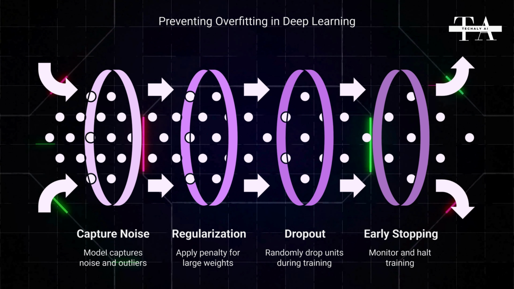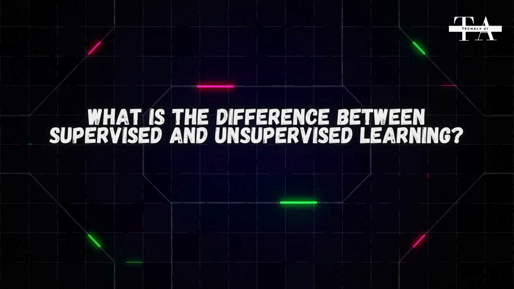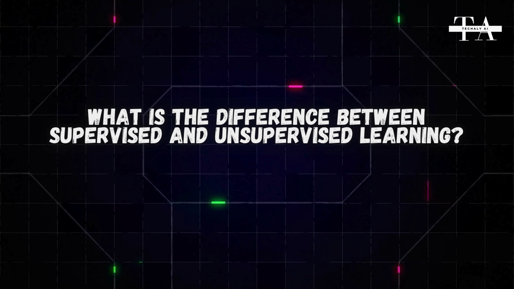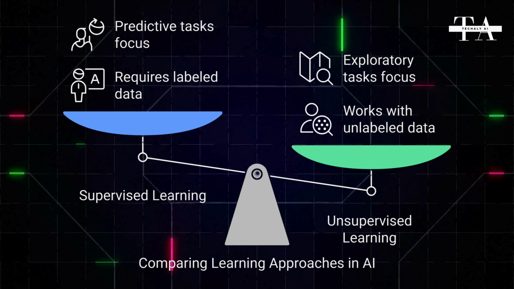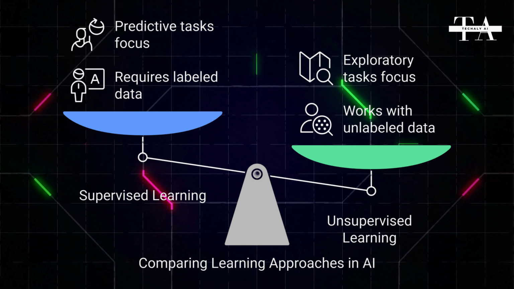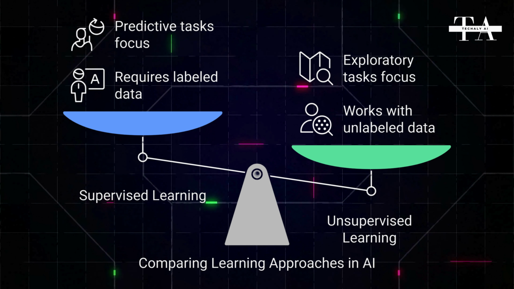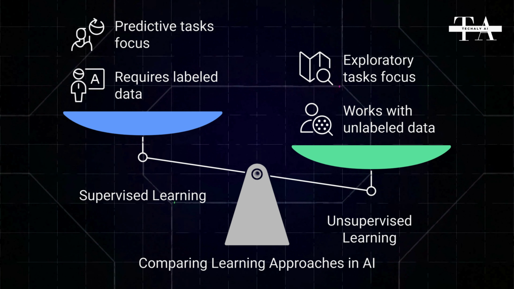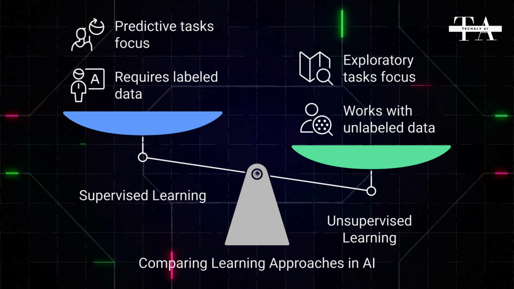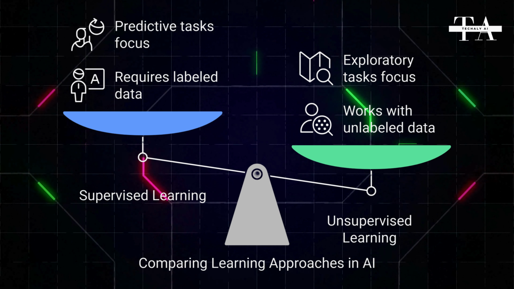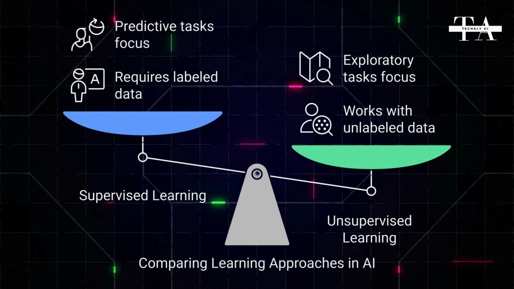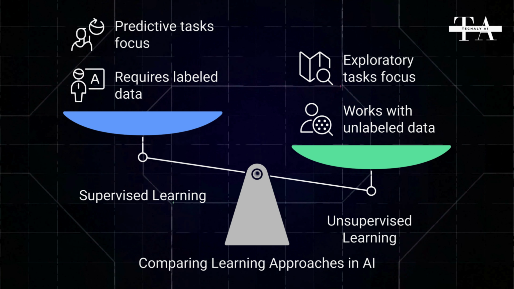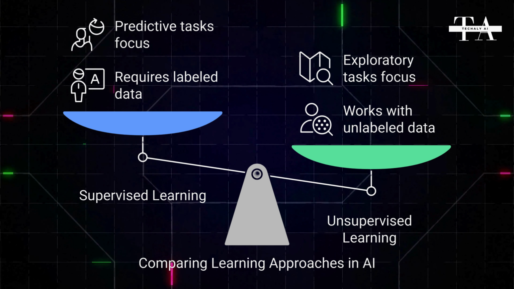What is the difference between supervised and unsupervised learning? Supervised learning: the model is trained on labeled data, meaning that the input data is paired with the correct output. Examples include classification and regression tasks. Unsupervised learning: the model is trained on unlabeled data, and it tries to learn the underlying structure or distribution of the data. Examples include clustering and dimensionality reduction.